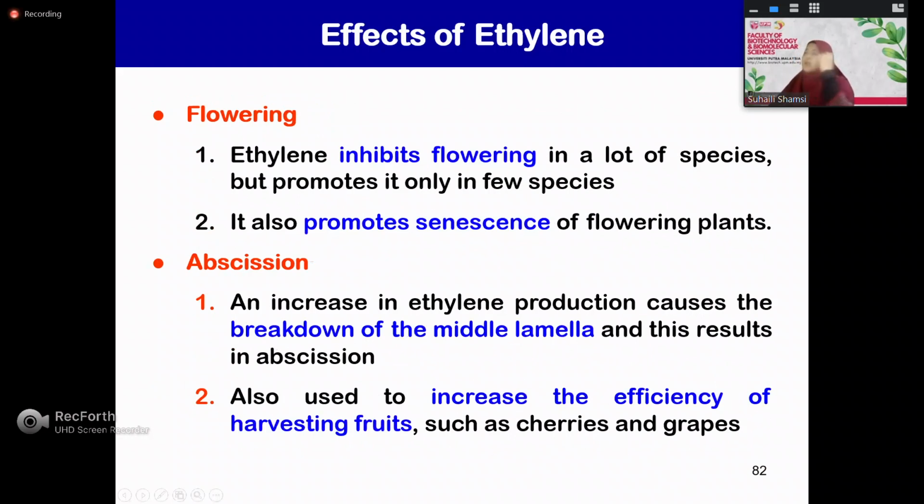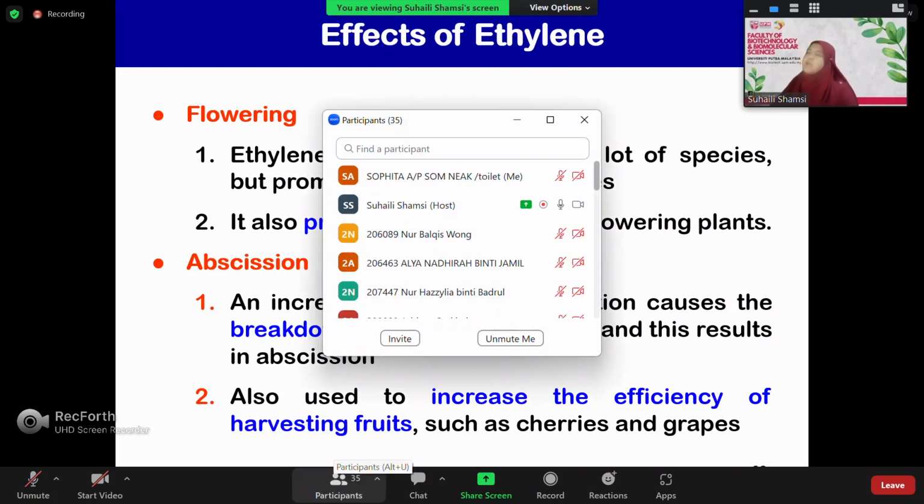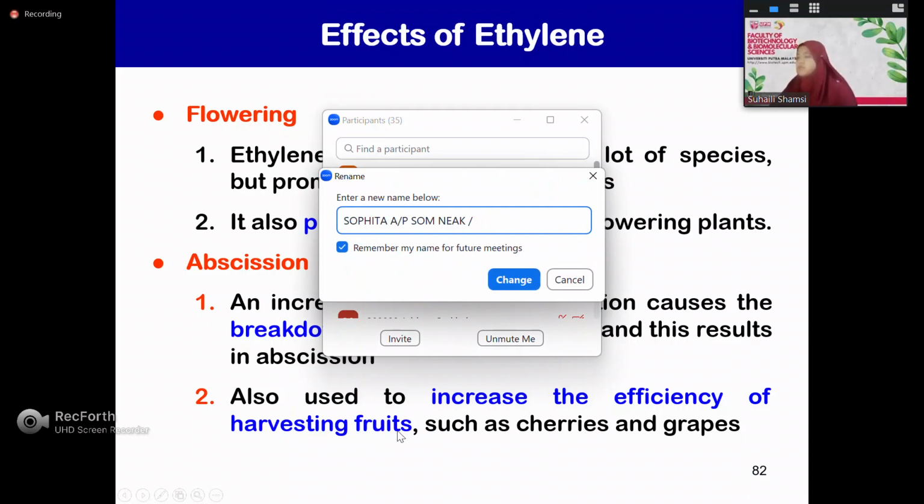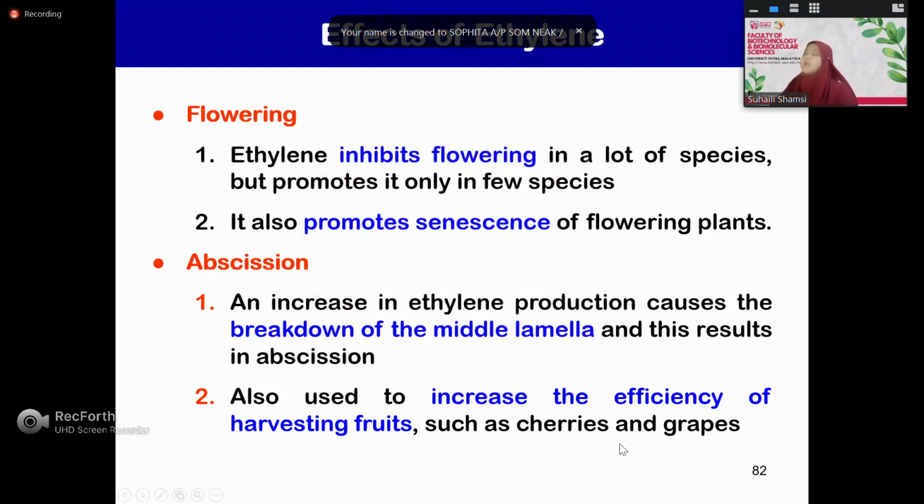Okay. So ethylene also inhibits flowering in a lot of species, but promotes it only in a few species. So it has two functions. It depends on the species of the plant whether ethylene production would inhibit flowering or promote or induce flowering. It also promotes senescence of flowering plants. Abscission: an increase in ethylene production causes the breakdown of the middle lamella, and this results in abscission. So basically, ethylene also supports abscission. It's also used to increase the efficiency of harvesting fruits such as cherries and grapes.